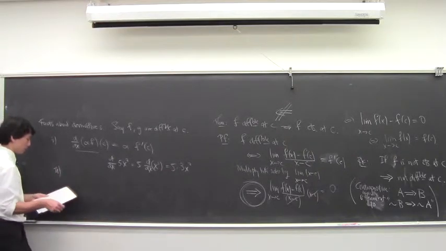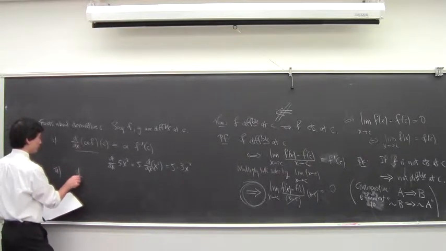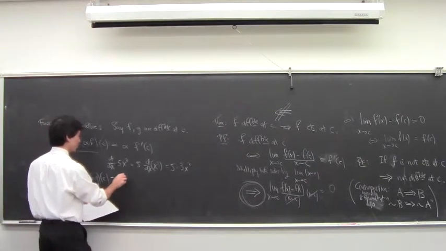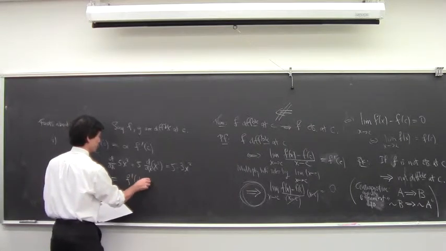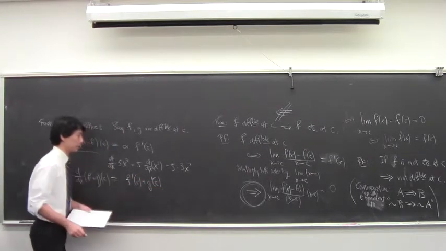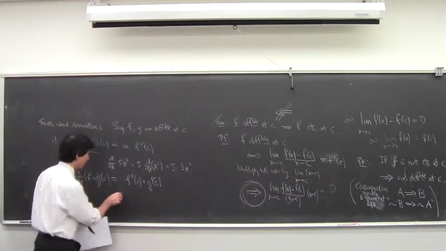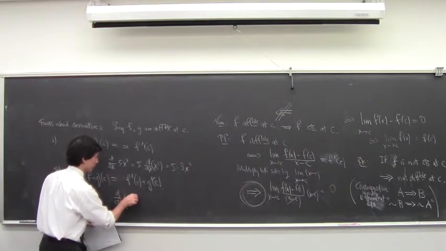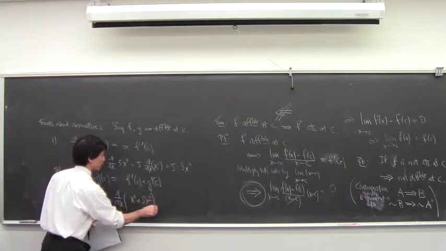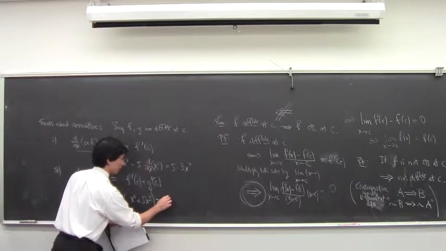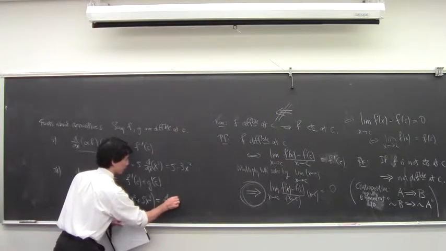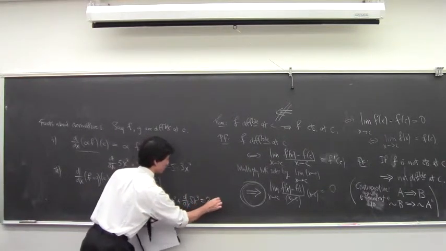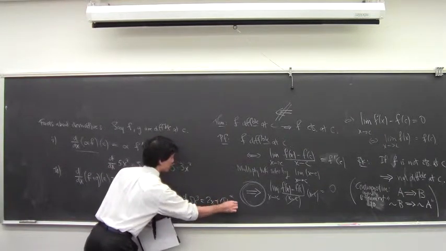Number 2: the derivative of the sum at c is going to be the sum of the derivatives at c. So if I have the derivative of, say, x squared plus 5x cubed, I know that's going to be the derivative of the first guy plus the derivative of the second guy. So that's going to be 2x plus 15x squared.